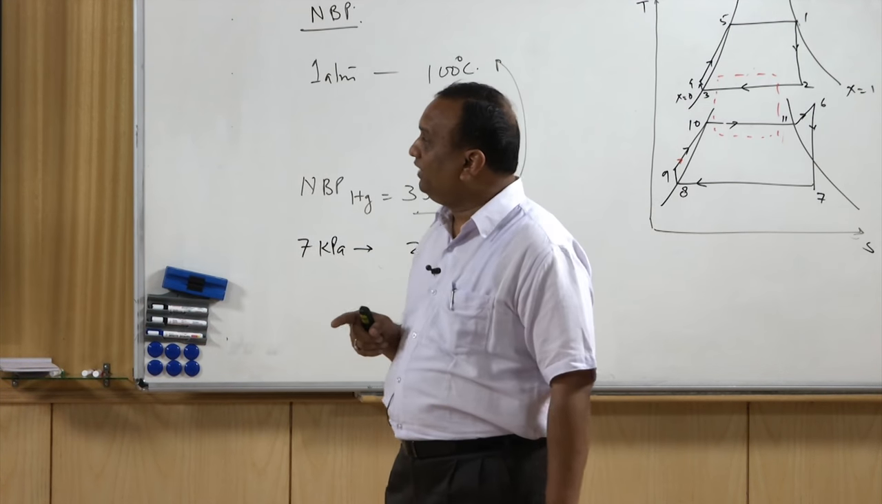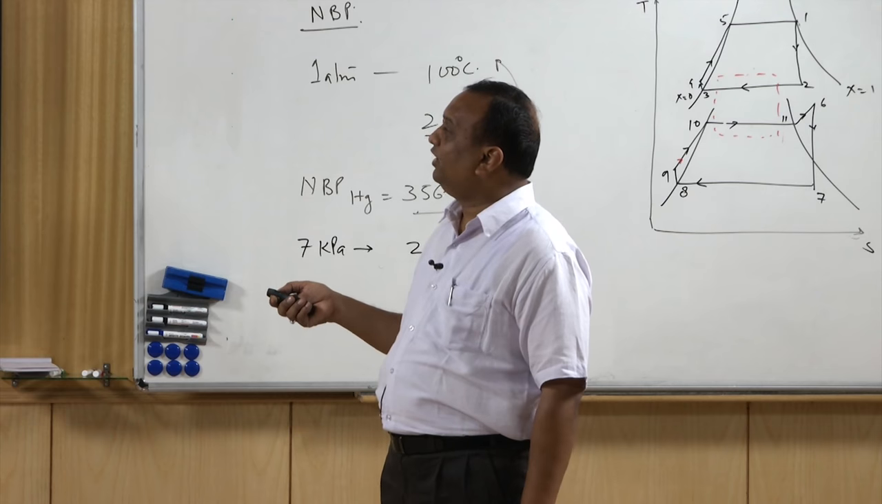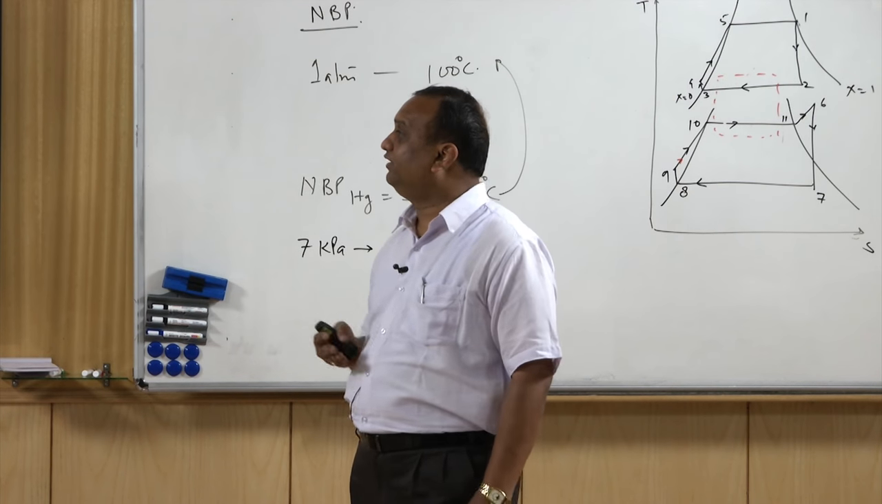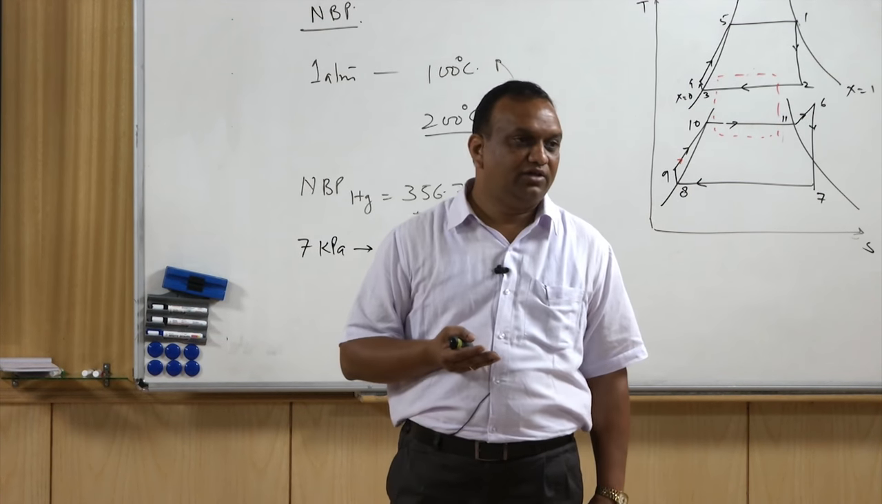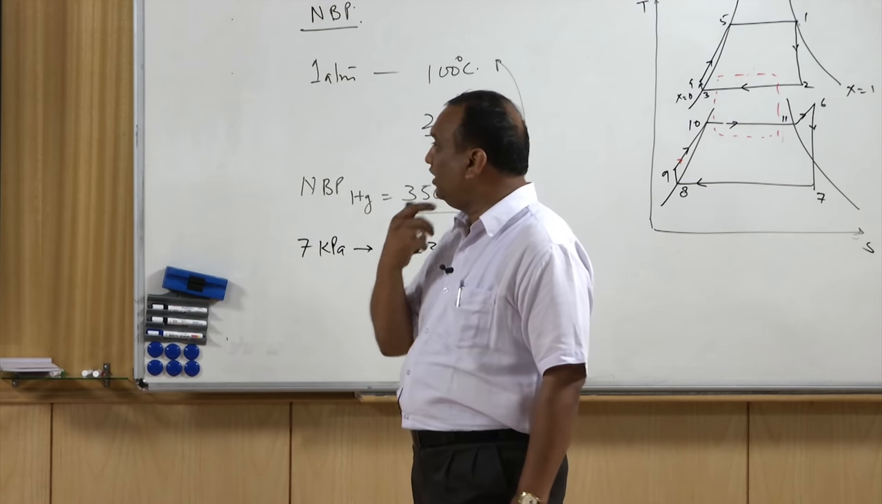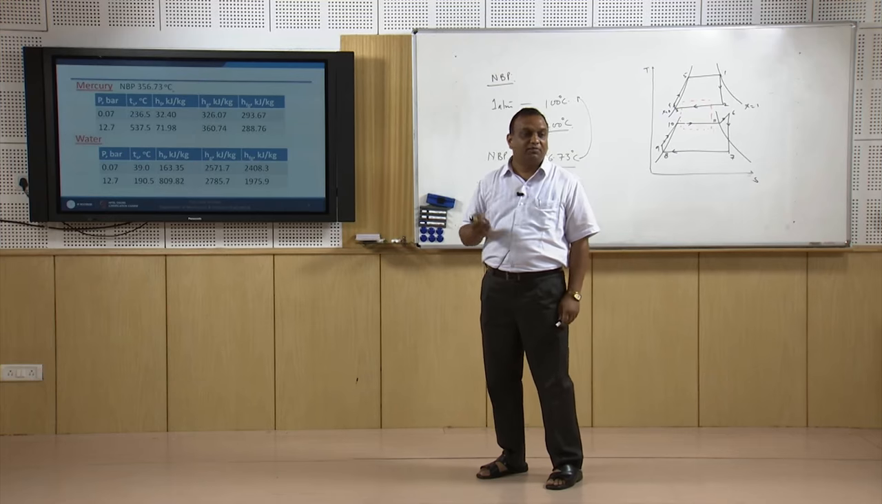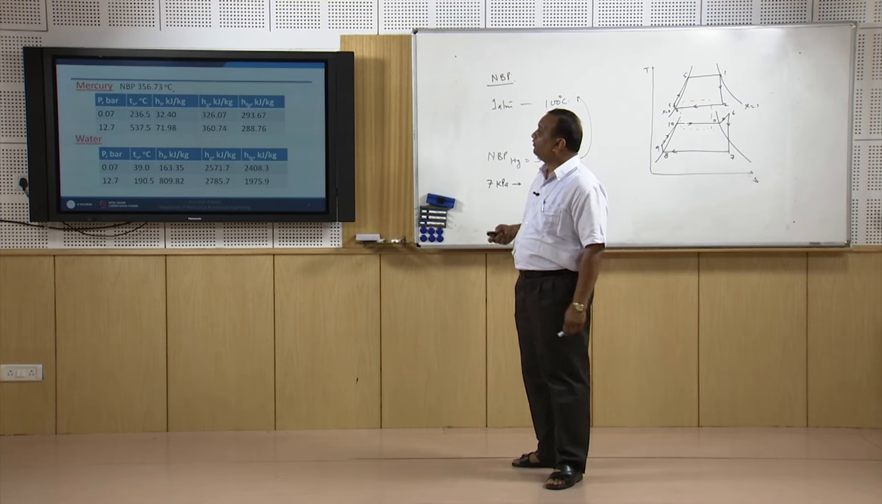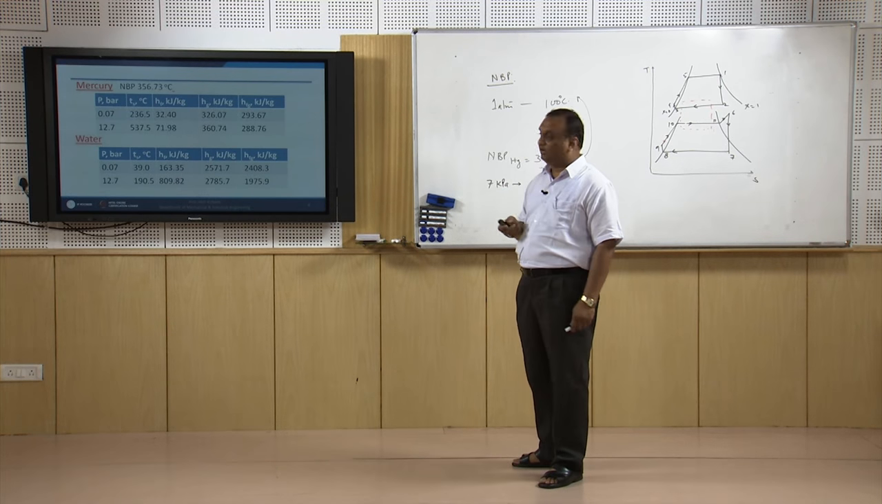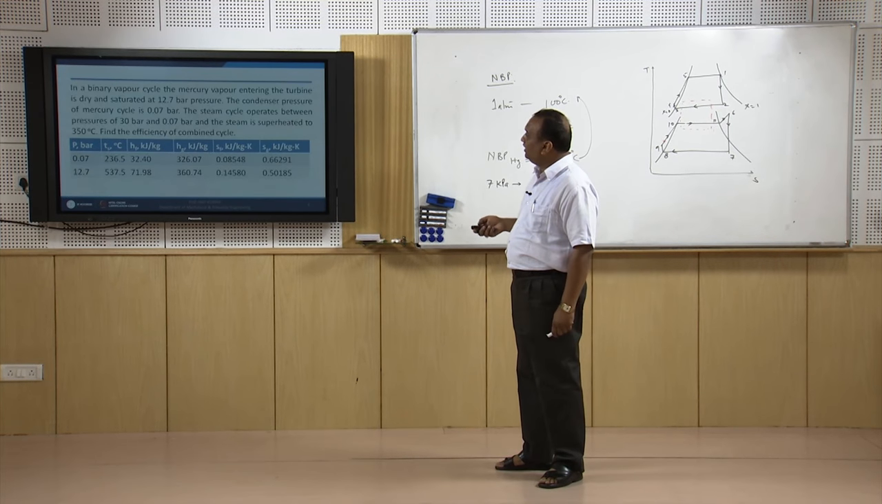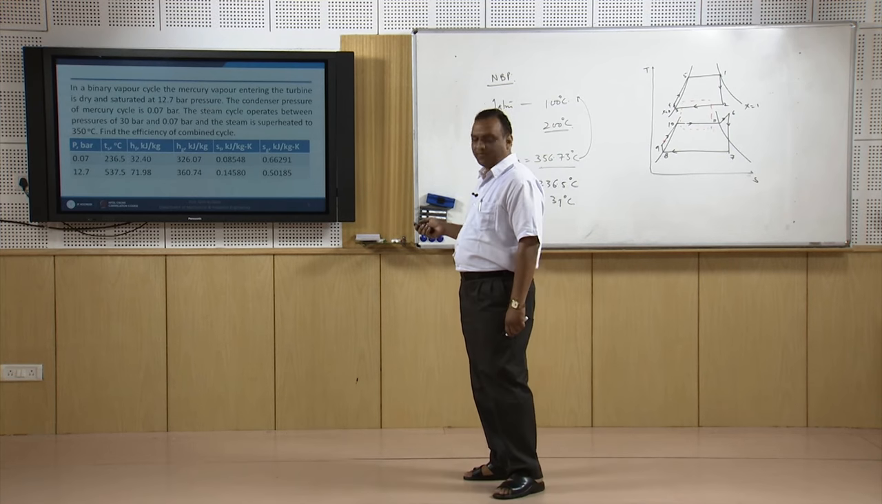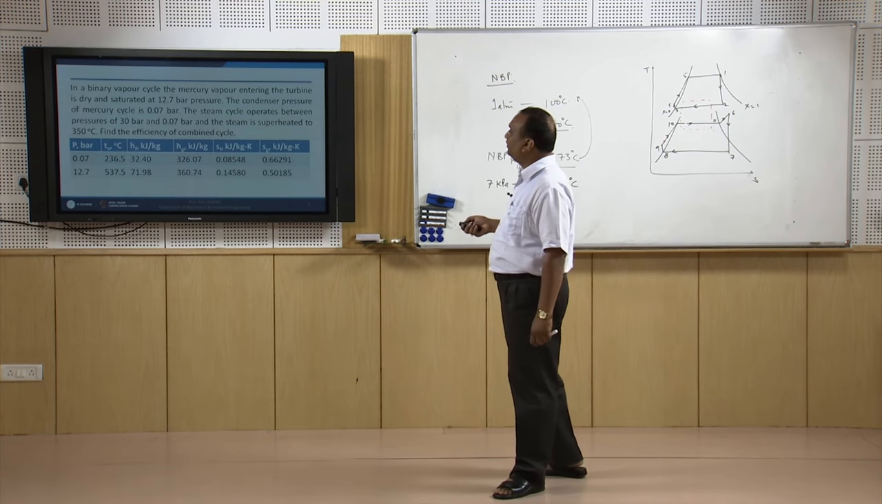But the property of mercury is the normal boiling point. Normal boiling point is 356.73 degree centigrade. So, if we start heating mercury, it will boil at the temperature of 356.73 degree centigrade. Now, let us try to solve one numerical.